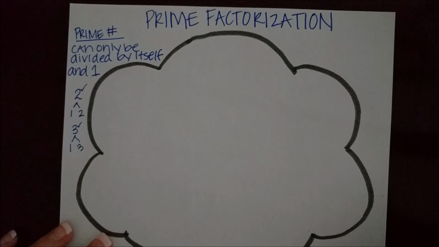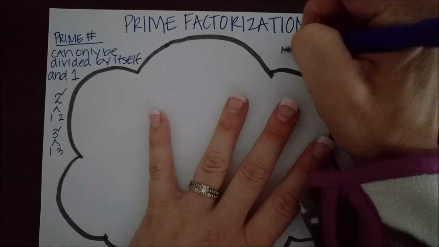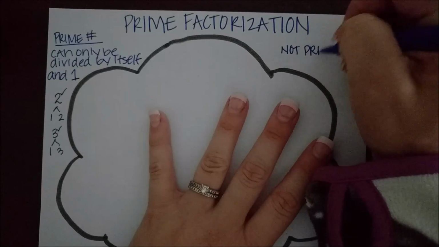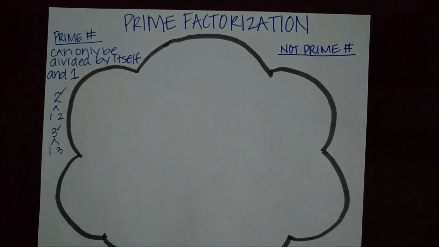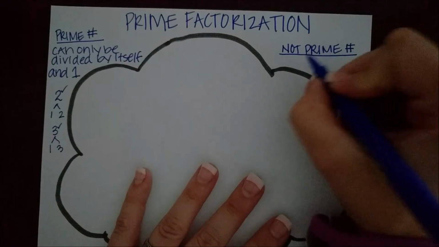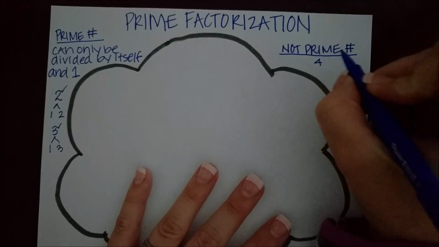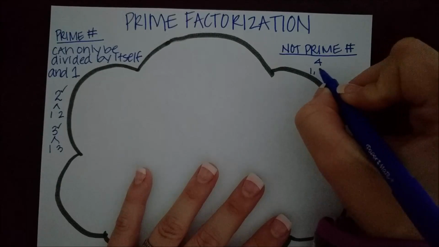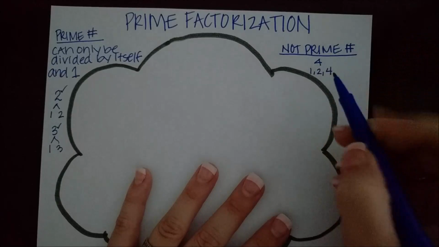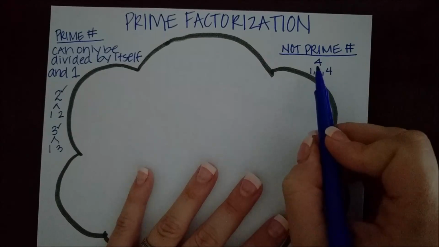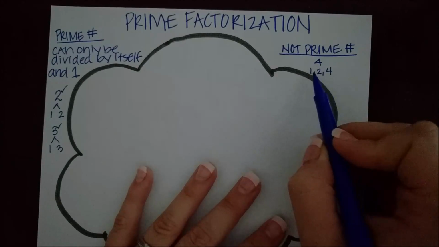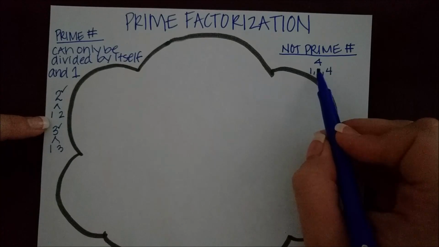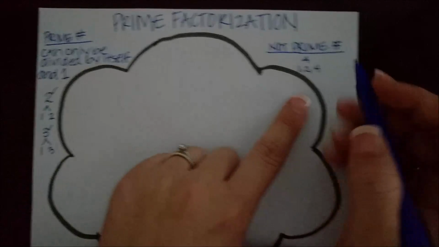What about 4? So I'm going to put over here not prime. Not a prime number. Let's list some examples. The factors of 4 are 1, 2, and 4. So 4 is not prime because it can be divided by 2 also. It's not only just itself and 1 like all these over here. So the factors of 4 are 1, 2, and 4. So 4 is not prime.